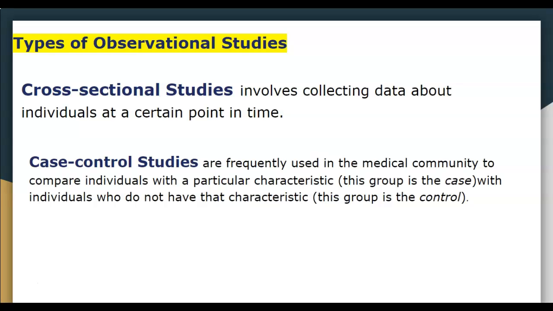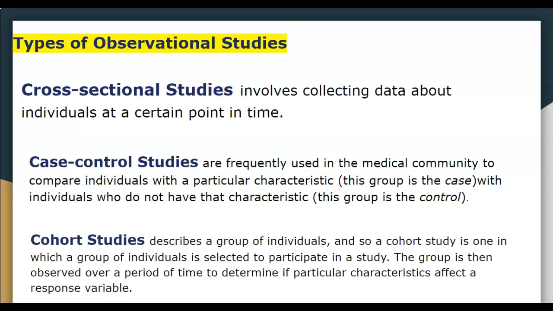The third one is the cohort. Cohort studies describe a group of individuals. A cohort study is one in which a group of individuals is selected to participate in the study. In this study, people are tracked over a period of time. So you start with volunteers, then they are tracked over time, and then you might look at the ones within that group that did what you were interested in, and then the ones that did not.